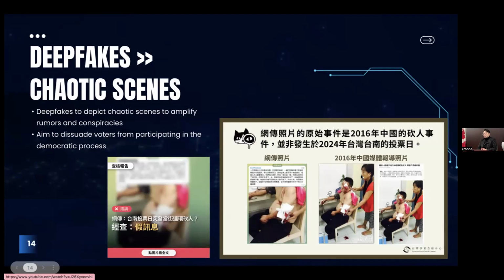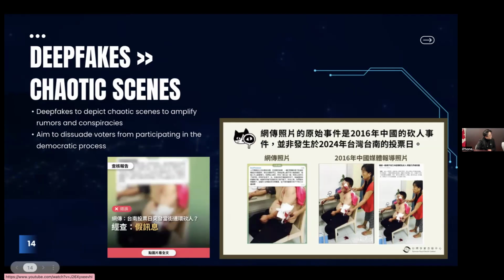Lastly, this is a scary thought, but I think this is what we're going to see, maybe not in the upcoming election, but in the future. That is the use of deepfakes to depict some chaotic scenes.